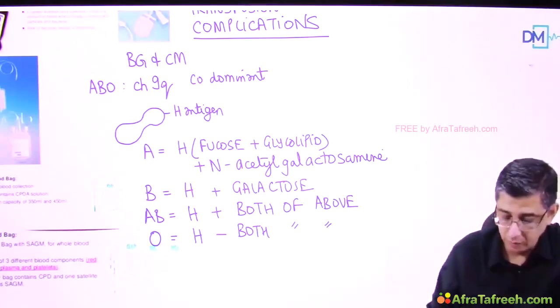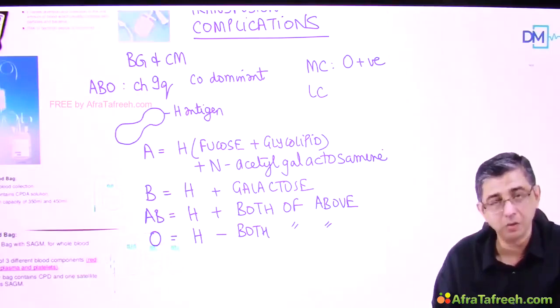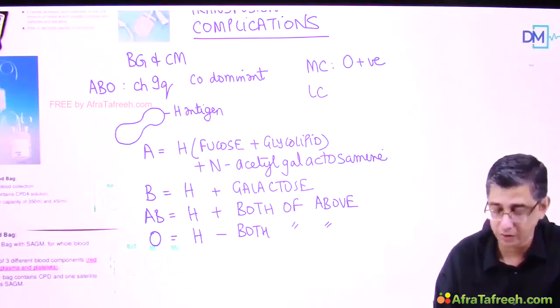When it comes to the most common blood group and the least common blood group, the most common one is easy. I think everybody knows, and that is what Park, the PSM book, says, that for India, the most common blood group is O positive. 45% of Indians are O positive.